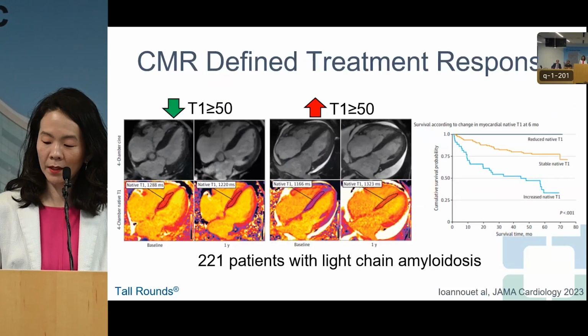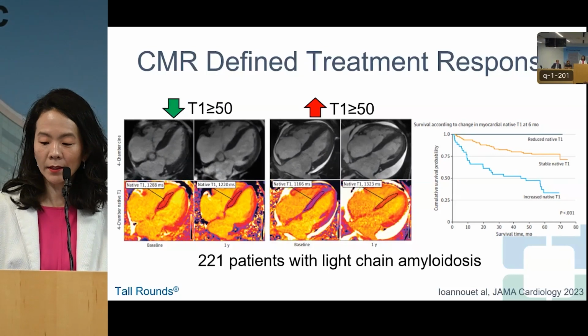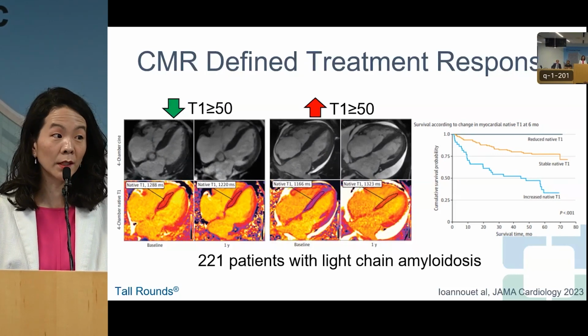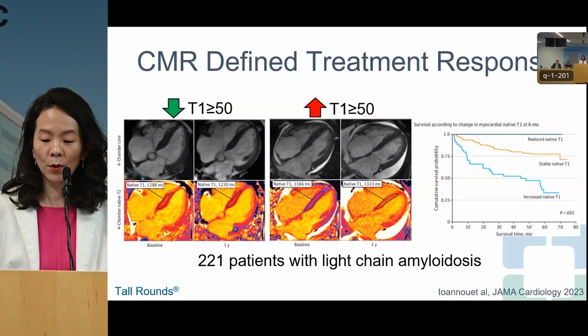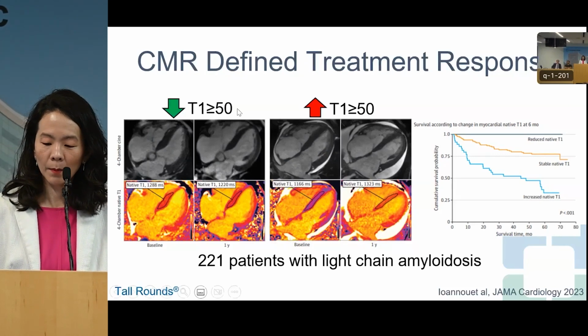And this study was very interesting to me because ECV requires contrast administration. In this study, they looked at native T1, which does not require contrast. So this potentially could be done without contrast in a shortened study. And they demonstrated that patients who have decrease in T1, so that's getting better, had significantly improved survival compared to those who had increase in T1.